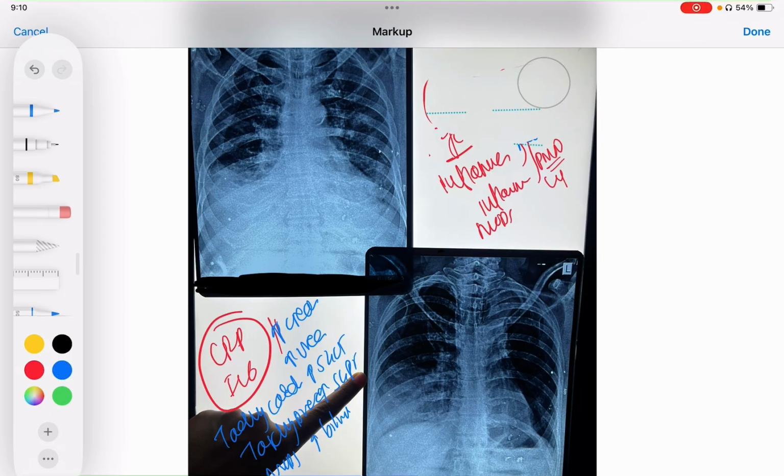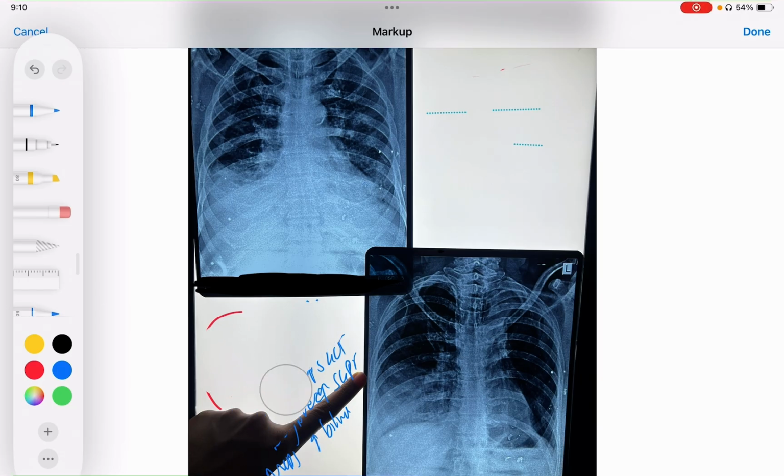So these were the different causes of hypoxemia and the way they should be treated.